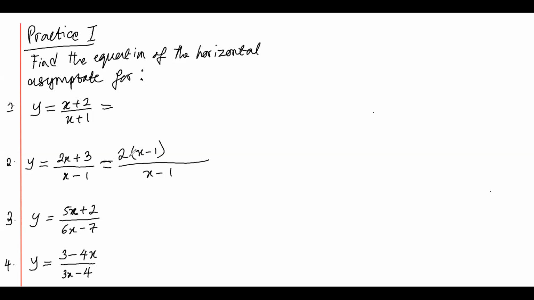Does that make sense so far? Yes. If you open this bracket, you're going to end up getting 2x minus 2. But is 2x minus 2 your numerator here? No. So how do I get my 2x plus 3 back? Plus 5.